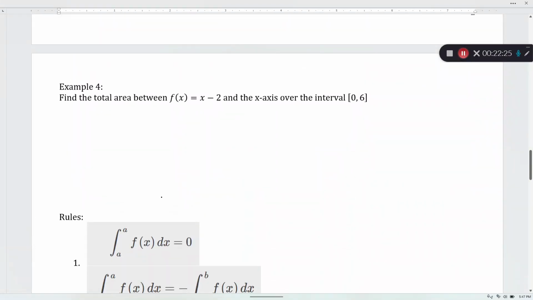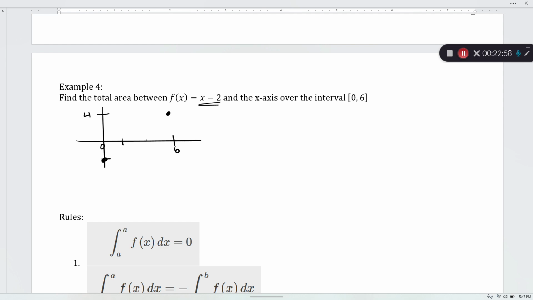Let's go here. Find the total area between f of x equals x minus 2 and the x-axis over the interval from 0 to 6. Okay. Best way to do that is to draw a little sketch. So I'm going from 0 to 6. If I plug 6 in here, I get 4. If I plug 0 in here, I get negative 2. Okay. It is a line, a slope of 1.